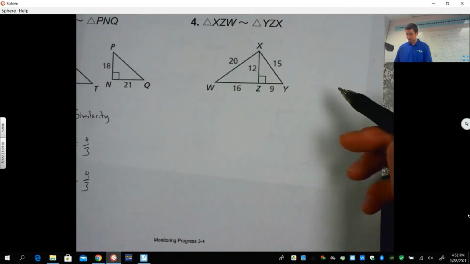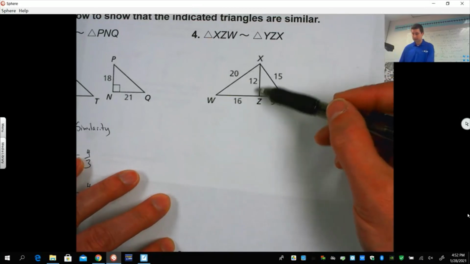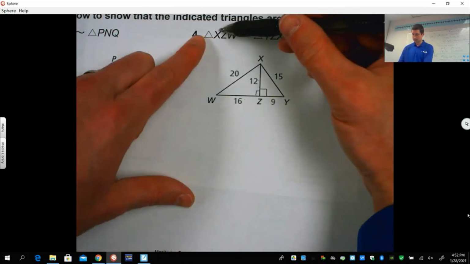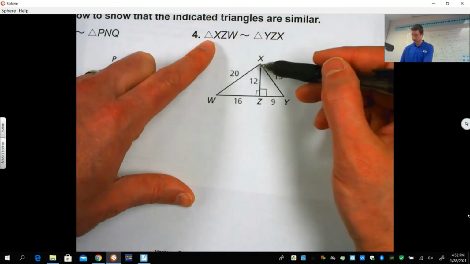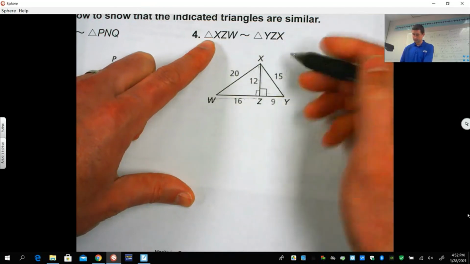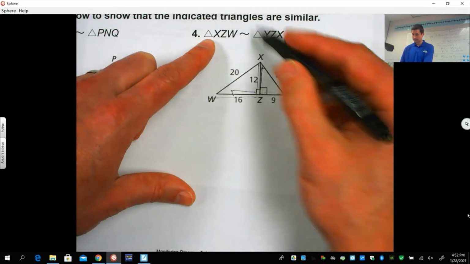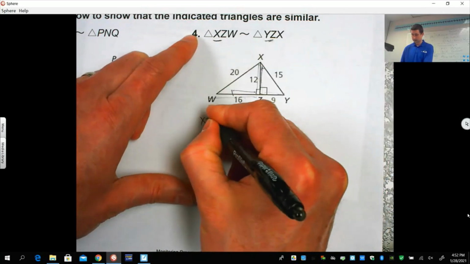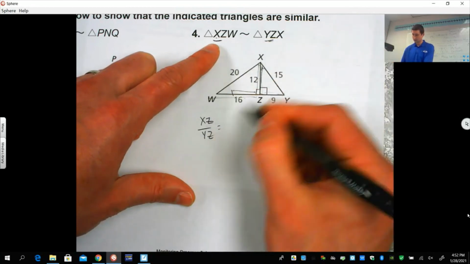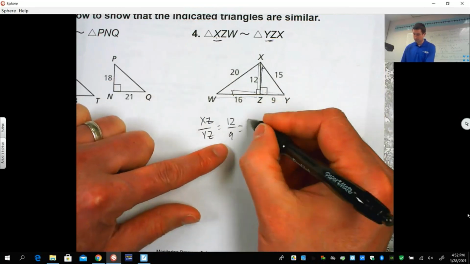Okay, so this one, you notice all the different dimensions you see on the sides. We could use side angle side again, because this is a 90 here, or we can use side side side. Okay, let's check XZW. So XZW is similar to YZX. Starting here and going up, that's similar to starting here and going this way. So XZ over YZ. XZ is 12 over YZ, which is 9. Divide those by 3 and you get 4/3.